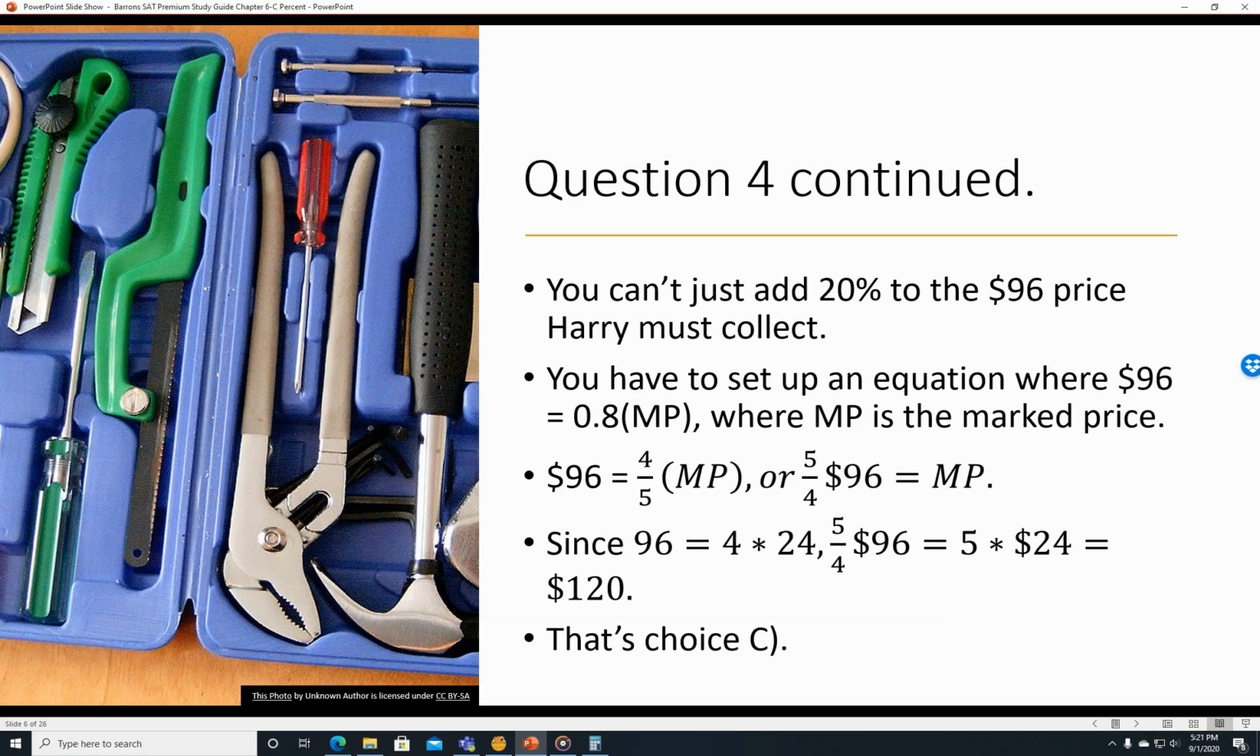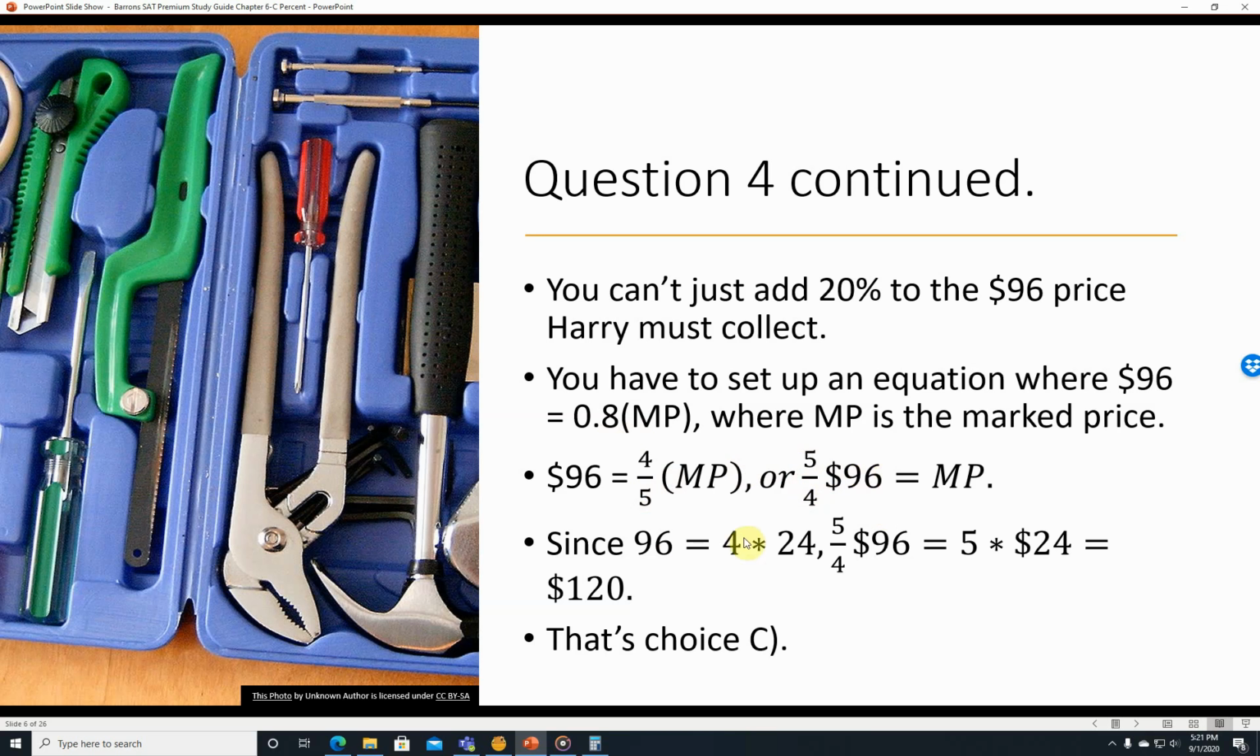Hopefully you know that. If you don't, please watch the video on decimals and fractions. Please also read that in the Barron's book, or find something online about decimals and fractions. But I digress. Okay, or 5/4 of 96, because we're just going to divide by 4/5. That's the same as multiplying by 5/4 of $96 is equal to MP.